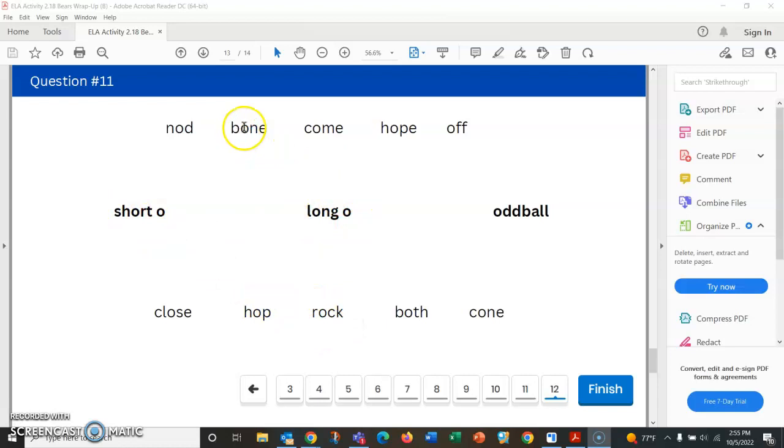Now long O words, let's listen for those. Bone or hope, both have a long O. Or if you have the second list, close or cone. Those are your long O's.